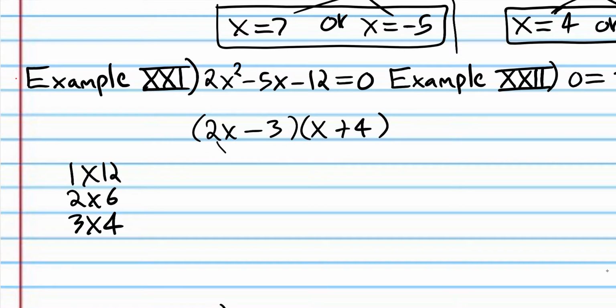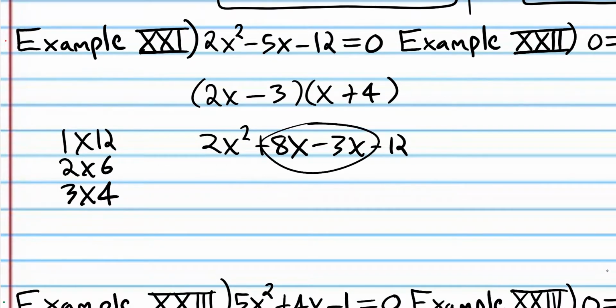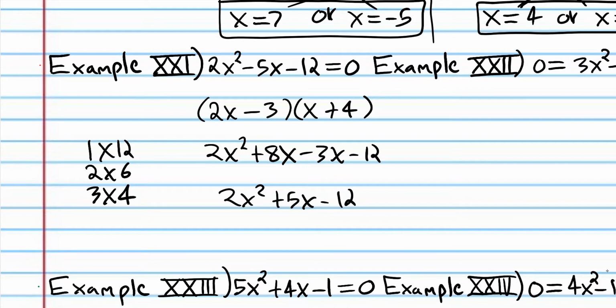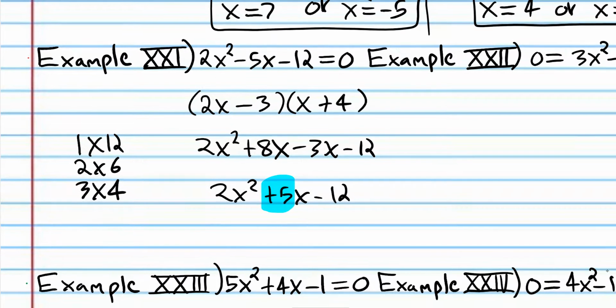So if we FOIL it, we get 2x times x is 2x squared. 2x times 4 is 8x. Negative 3 times x is negative 3x. And negative 3 times 4 is negative 12. Then we add the like terms in the middle part. If you recall, those are like terms, and we get positive 5x. That's good news. We didn't get the exact right answer because we got positive 5x. We want negative 5x, but it's good news that we found that number, because all that means is that we have to change the signs. Once we change the signs, we're going to have the right factorization.